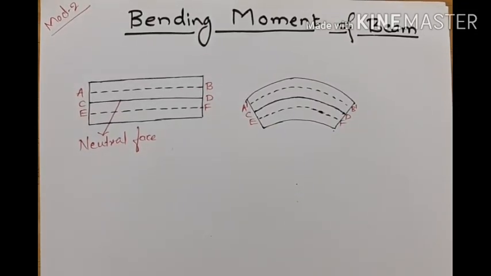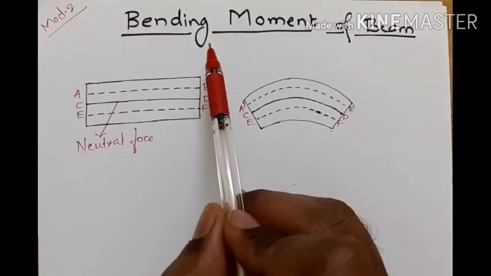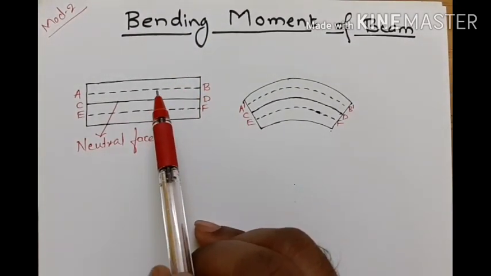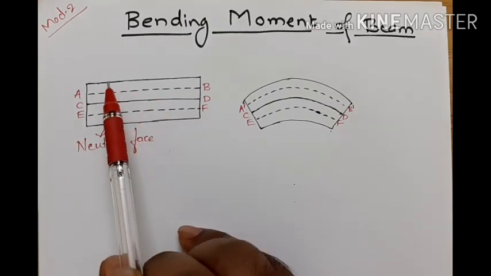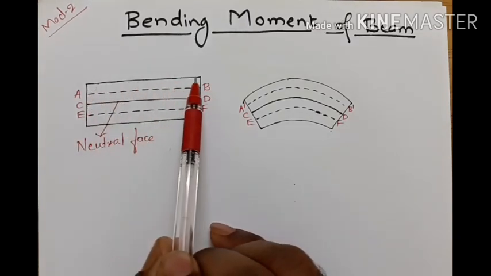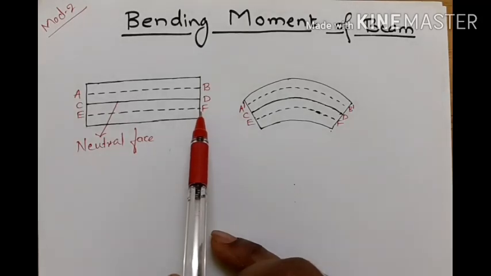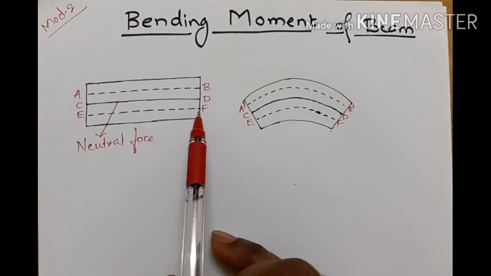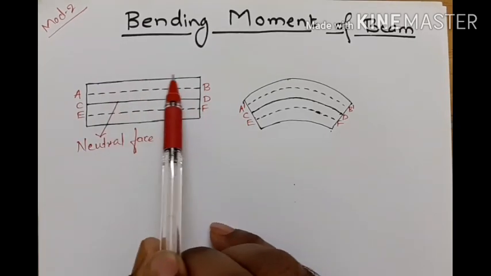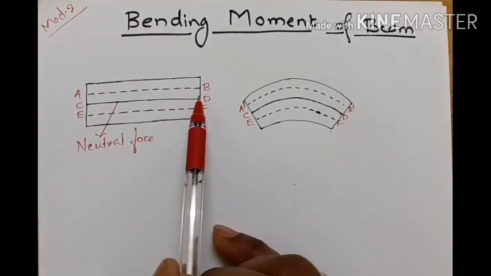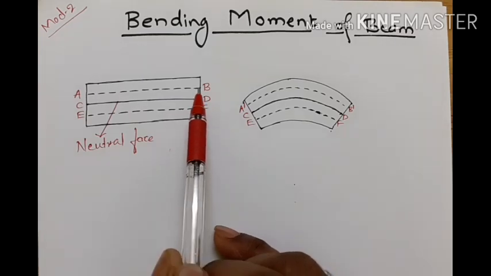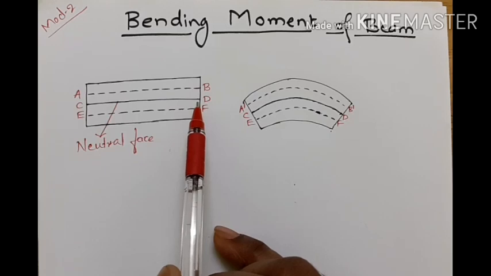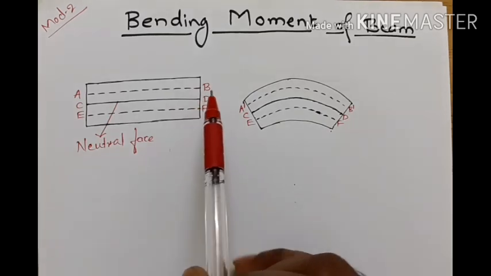Hello everyone. Today we will see the bending moment of a beam. Already we have seen what a beam is. A beam is one in which the length is greater than its other dimensions. The other dimensions may be length and breadth, or height and breadth. This is a two-dimensional diagram, so I cannot show you the breadth. So this is the height. This is called the beam, right?